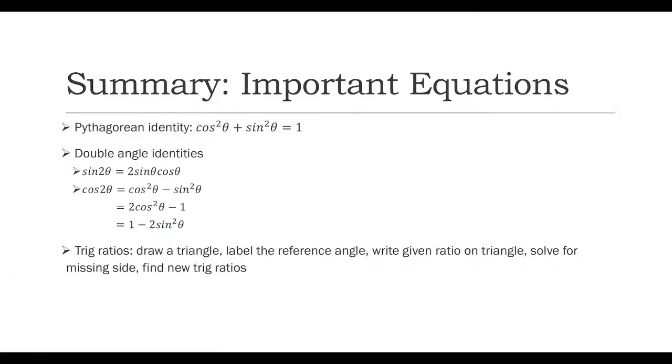In summary, our Pythagorean identity is cosine squared theta plus sine squared theta, and that equals 1. Our double angle identities are sine of 2 theta equals 2 sine theta cosine theta, and our cosine of 2 theta equals cosine squared theta minus sine squared theta, or 2 cosine squared theta minus 1, or 1 minus 2 sine squared theta. For our trig ratios, we draw our triangle, we label the reference angle, write the given ratio on the triangle, solve for the missing side, and then find the new trig ratios.